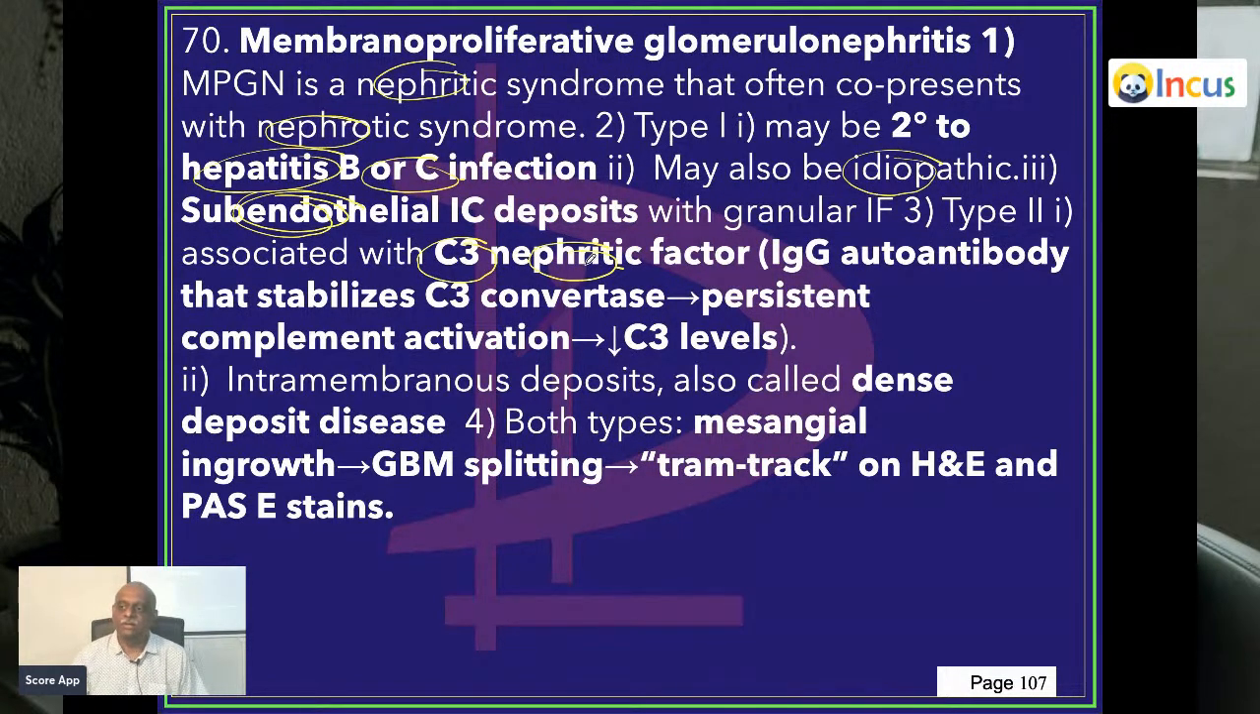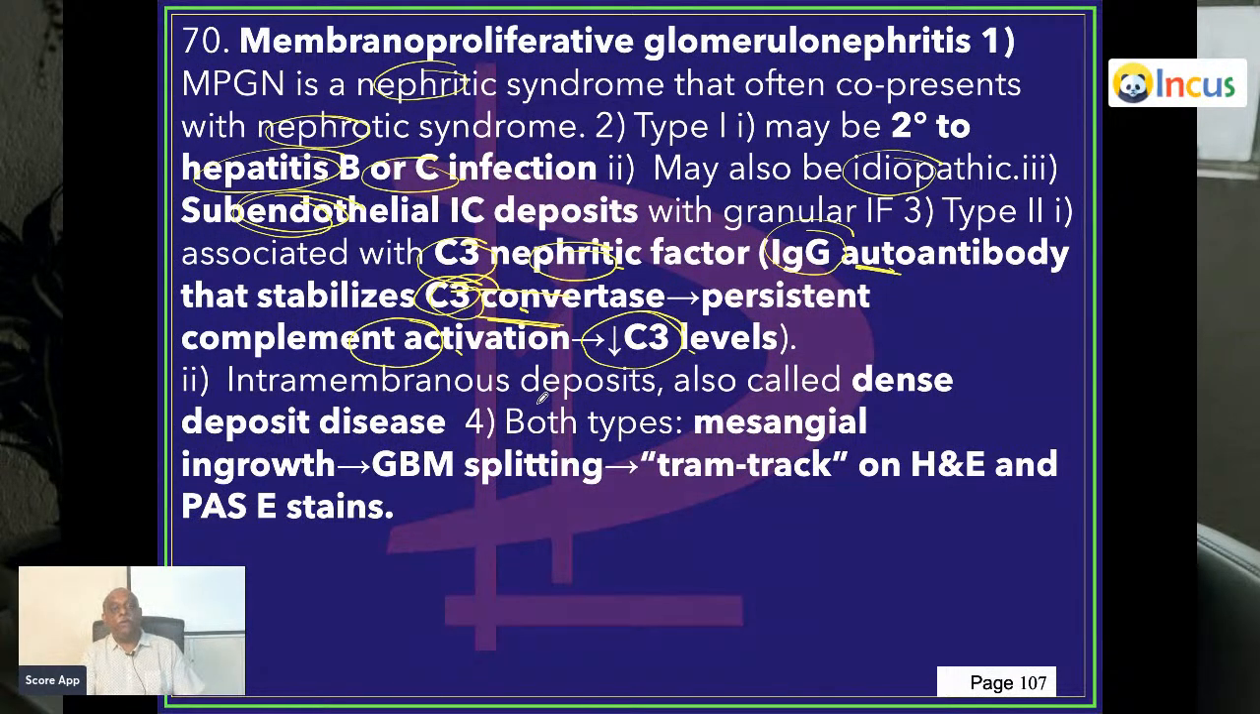So what is C3 nephritic factor? It is an immunoglobulin G autoantibody which stabilizes the C3 convertase enzyme. C3 convertase, what will it do? It will cause activation of complement. And that complement activation will lead to the consumption of the complement, leading to decreased C3 level. That is what you see in case of membranoproliferative glomerulonephritis.